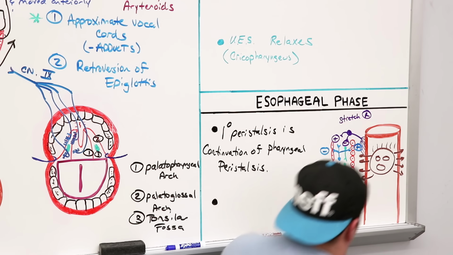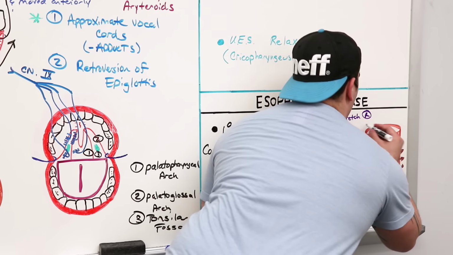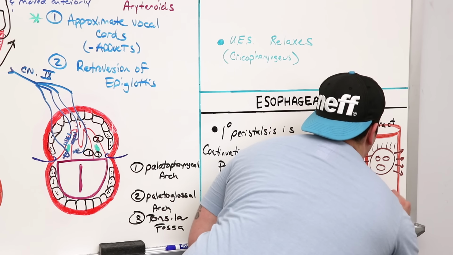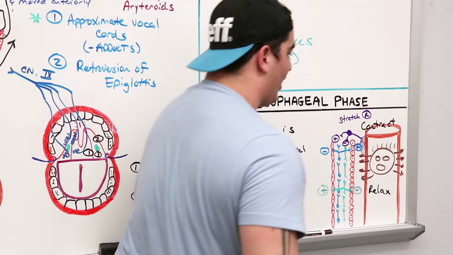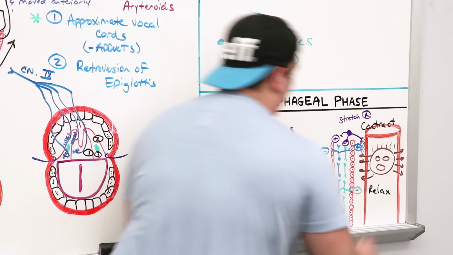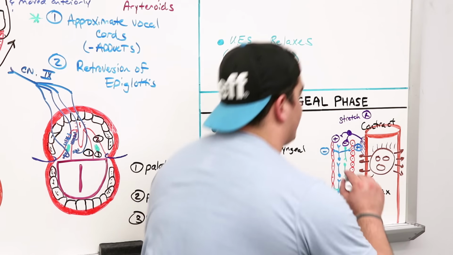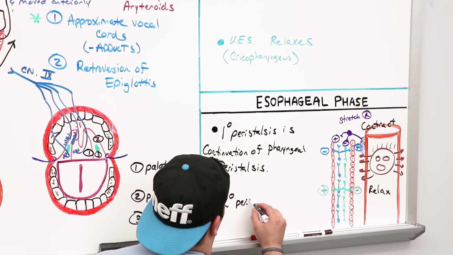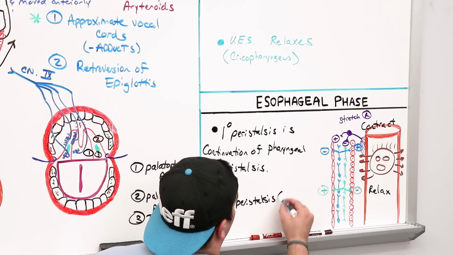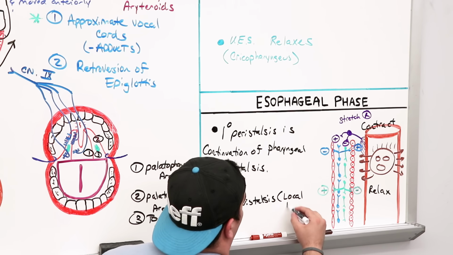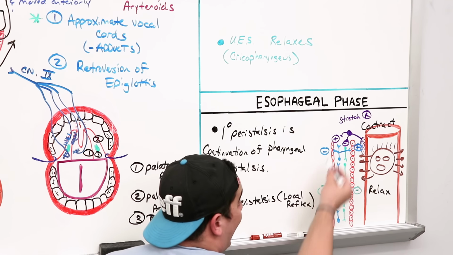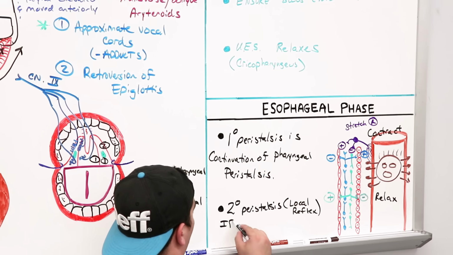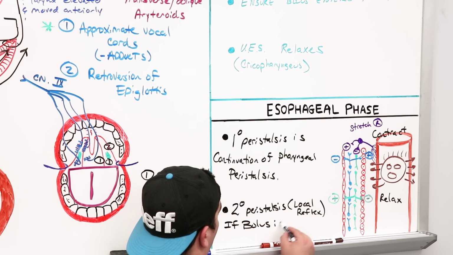If I do that, it will contract up here and relax right here. And this will help to ensure that the bolus moves down. That right there is called secondary peristalsis. So secondary peristalsis is basically your local reflexes. The local reflexes through your enteric. This blue and green structure is your enteric plexus. If bolus is stuck.